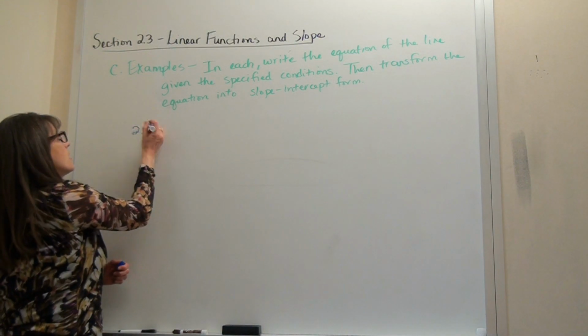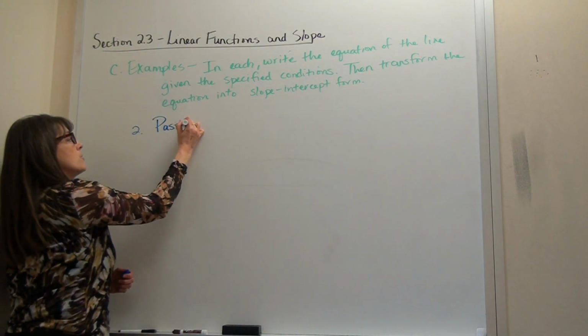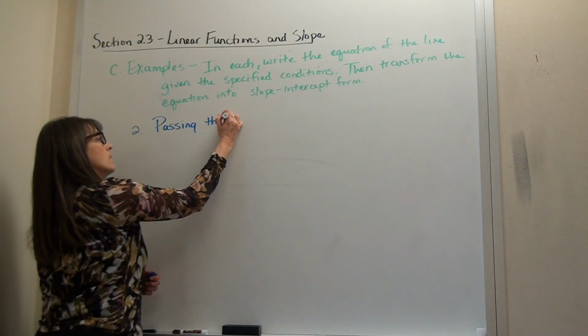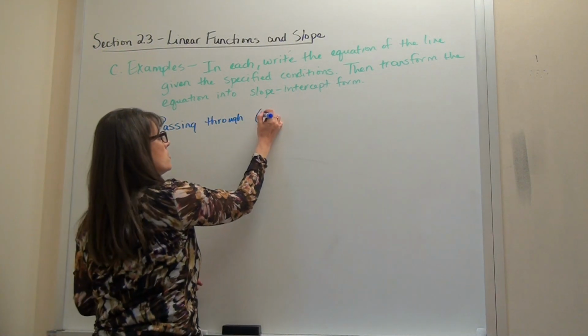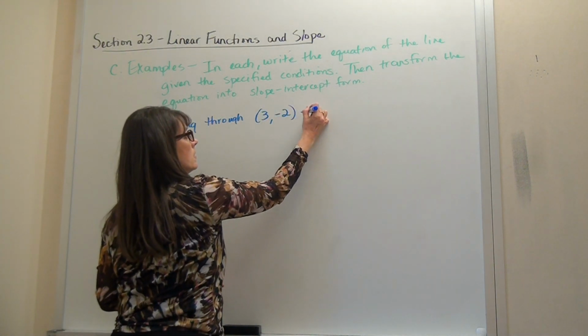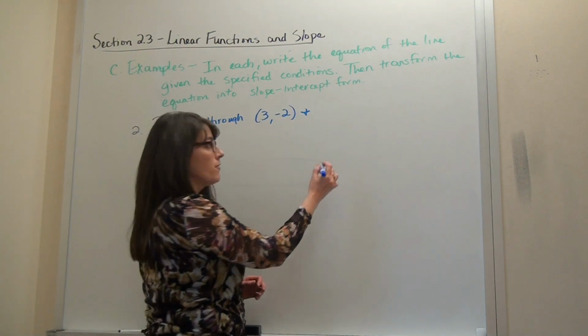So let's say that I know that it is passing through the point 3, -2 and the point 5, 1.